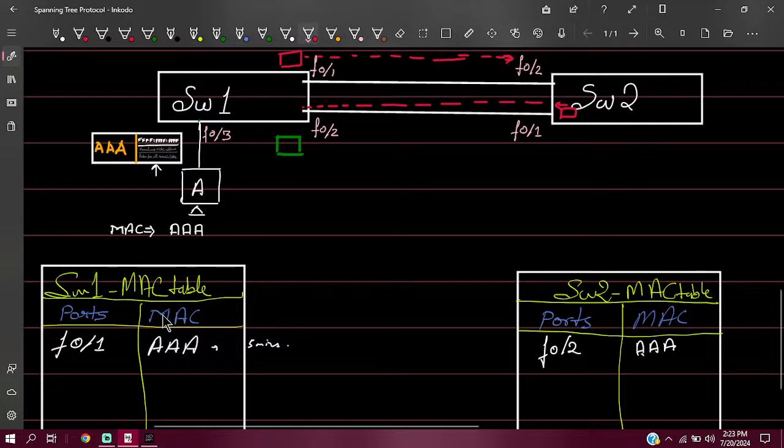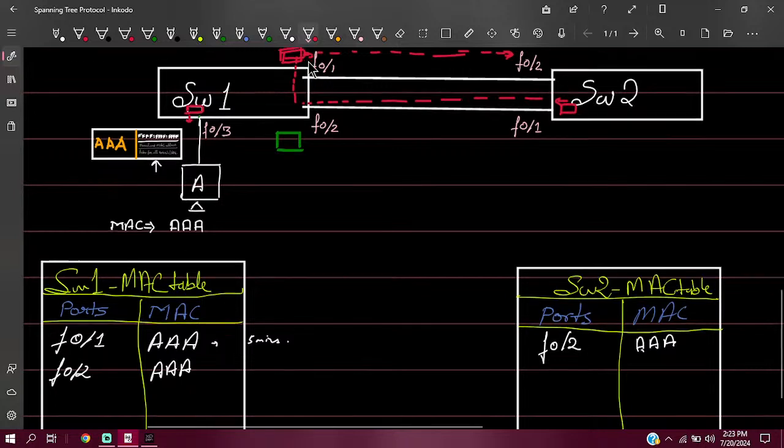Once switch 1 receives it, it will again create a MAC address table entry saying that AAA is connected at 0/2 here. Being a broadcast frame, it's my duty to forward it to all other ports than the originating one. So one frame copy would be sent out to the PC itself, and the other one would again be sent in the loop to run endlessly.